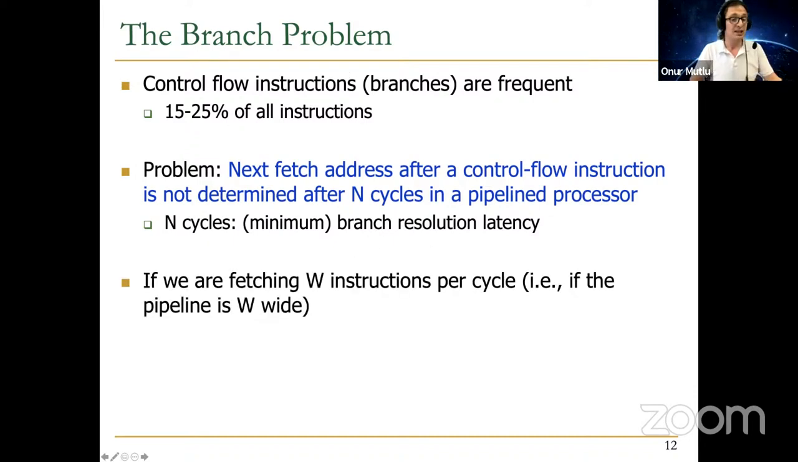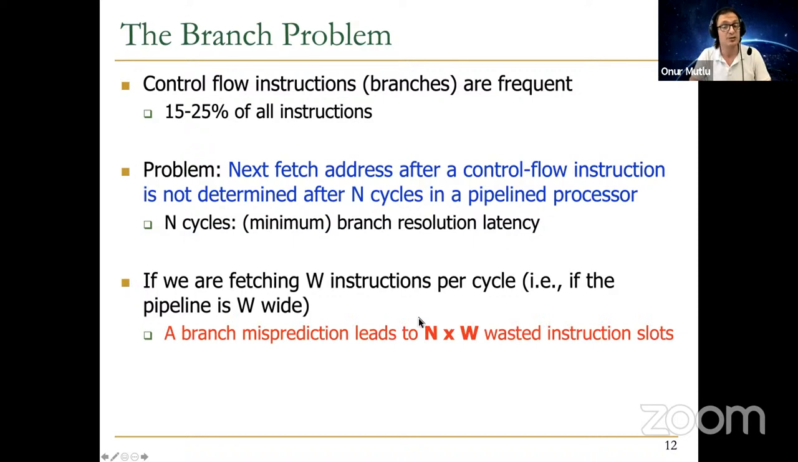So, if we're fetching W instructions per cycle, in other words, if the pipeline is W wide, this is really the superscalar width, we're assuming a superscalar machine, a branch misprediction leads to N times W wasted instruction slots, because you're waiting for N cycles at least, and each cycle you are supposed to fetch W instructions, so you're wasting N times W instruction slots. And this is really the branch misprediction penalty in a superscalar machine. In a scalar machine, it's N cycles minimum. In a superscalar machine, it's N times W wasted instruction slots at minimum.